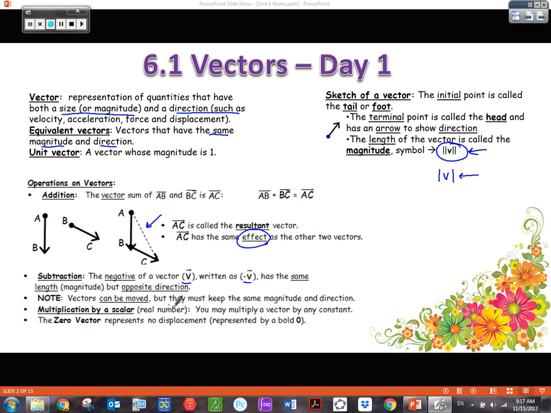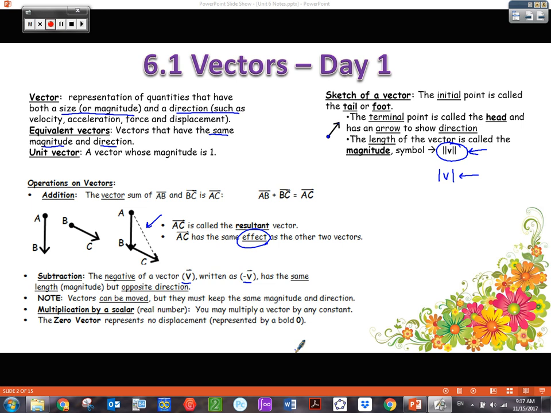We can move a vector around. It doesn't have to be at the origin. It would be like translations in geometry, right? We can slide it all around, but we can't rotate it or shrink it or do anything else to it. The last general concept we're going to talk about today is a zero vector. It basically represents no displacement. We don't use the zero vector that often, but it's a thing, so I wanted you to know. Usually it's a bolded 0.